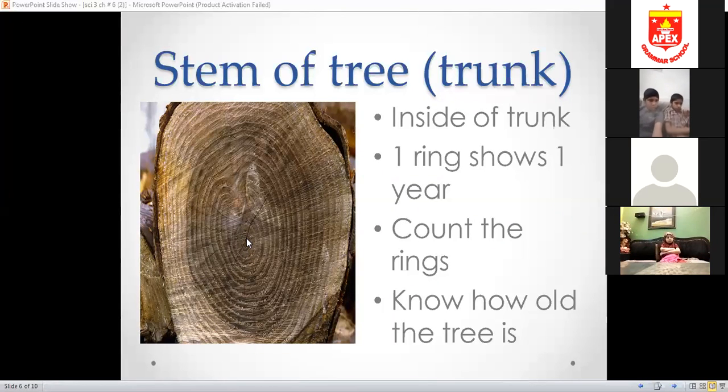Inside the trunk, there are many small rings that have grown. One ring shows 1 year. For example, the student who has a birthday in July, on the next July he grows 1 more year older. Like this, these rings tell us how old the tree is. To know the actual age of the tree, they count these rings and then know how old the tree is. So these rings are very helpful. They tell us the age of the tree.